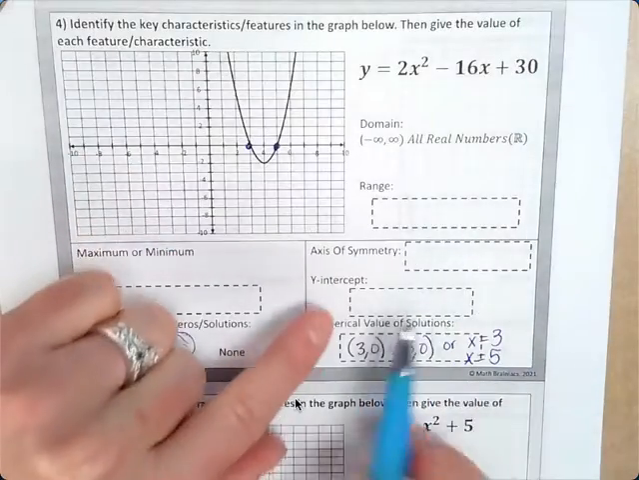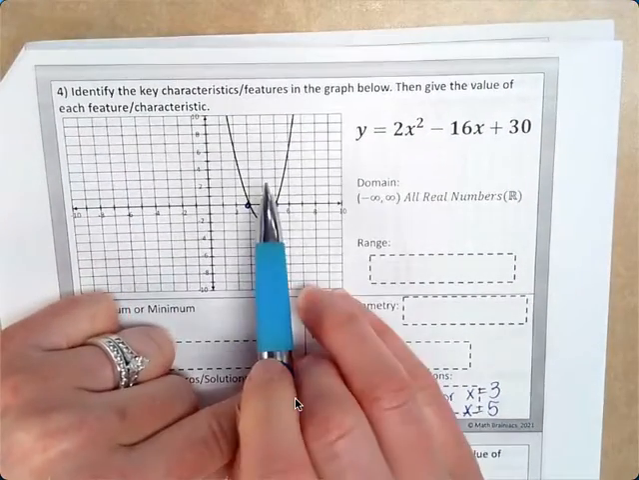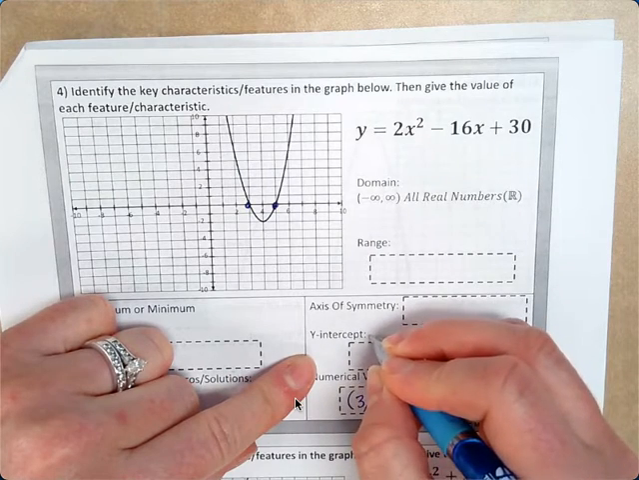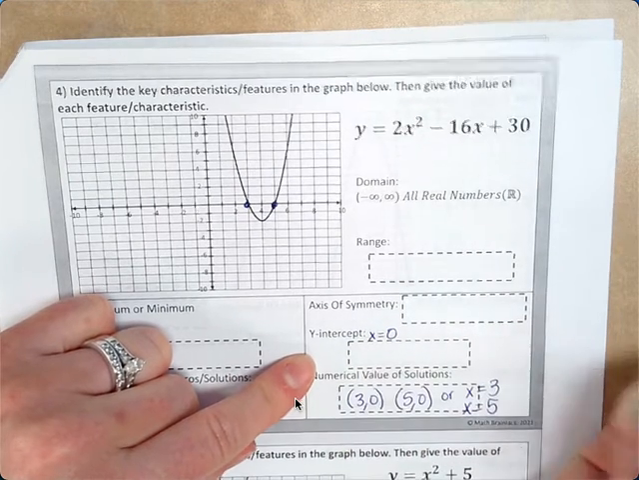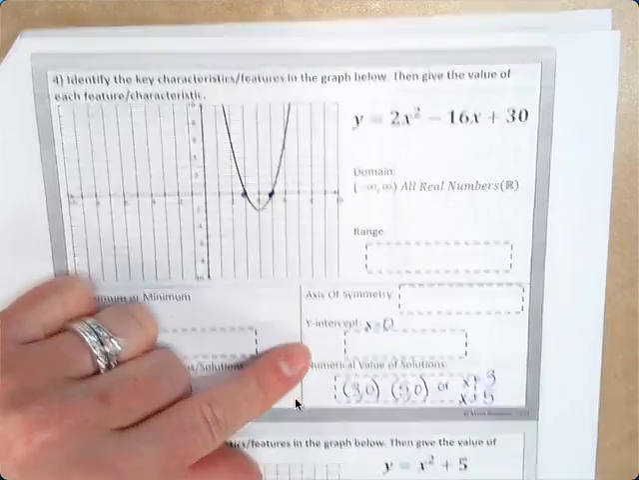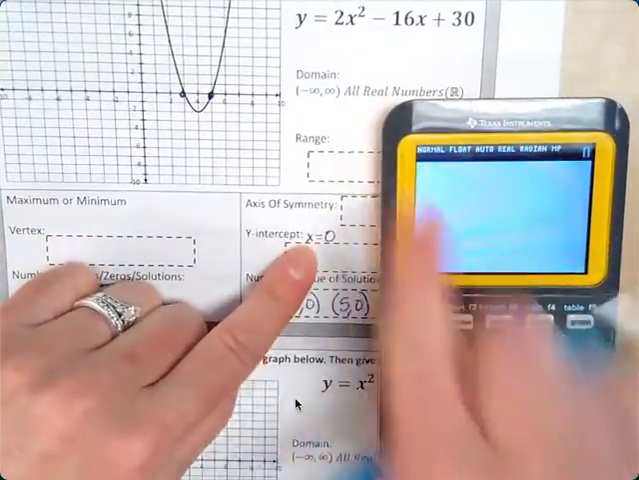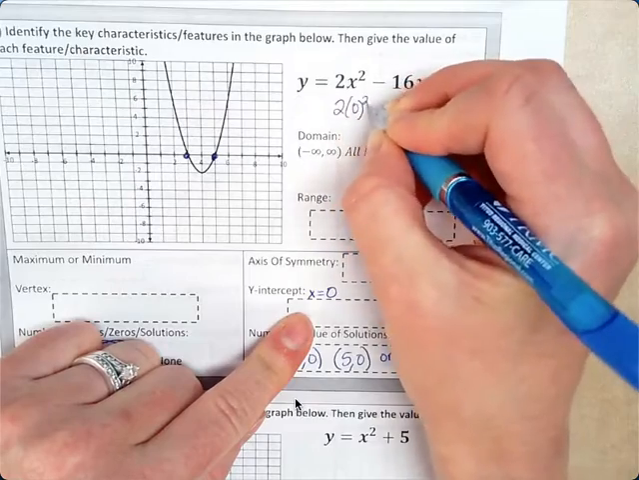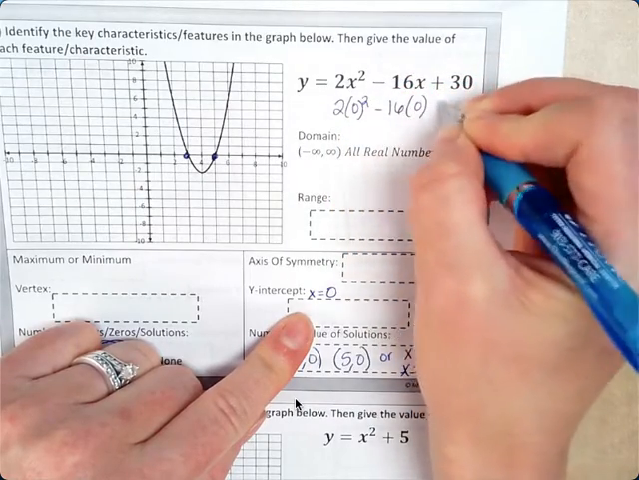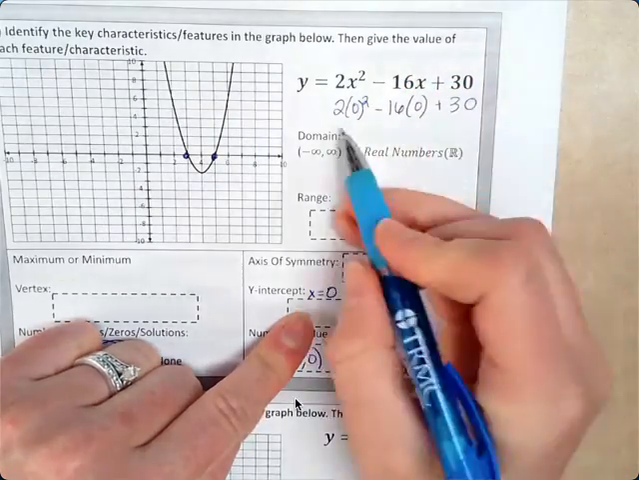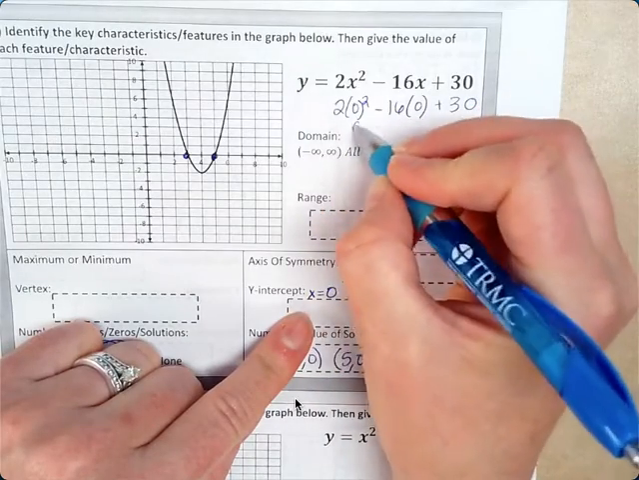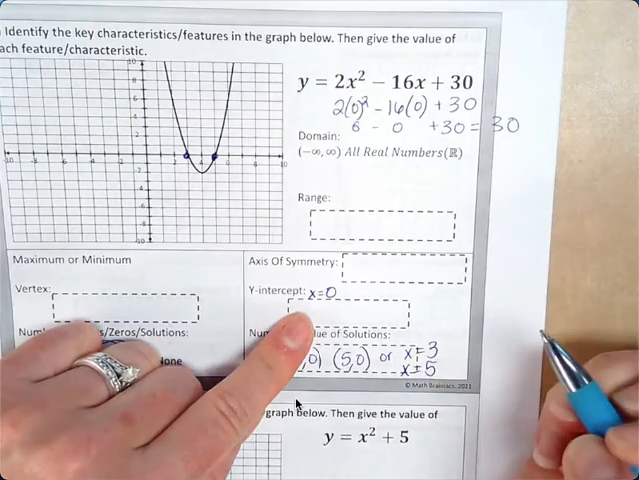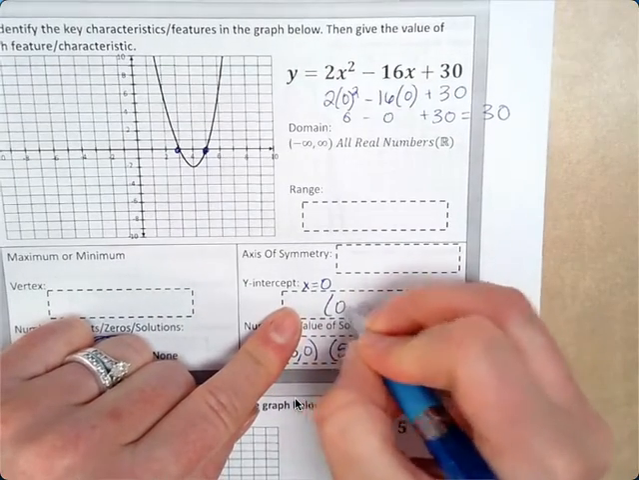Then our y-intercept, we can't actually see it on the graph, but we know that x equals 0, and we want to know what is y. So one way of doing that would be plug in 0 for x, and this zeroes out, 0 minus 0 plus 30. So our y-intercept is actually at 30. So 0, 30.